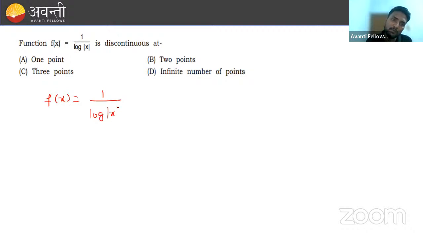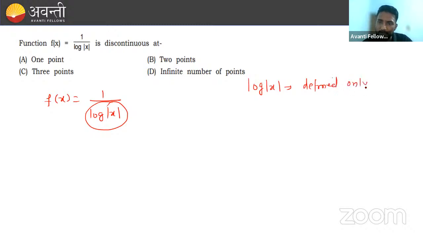Okay, regions of discontinuity. First of all, I have to check where this function is discontinuous. First thing we have to check is whether it is not defined, because there was a case where it is not defined. Not defined also comes under the reasons for discontinuity. So first I have to check whether log x is defined or not. Log x is defined only if x is greater than 0, that is, mod x is greater than 0.